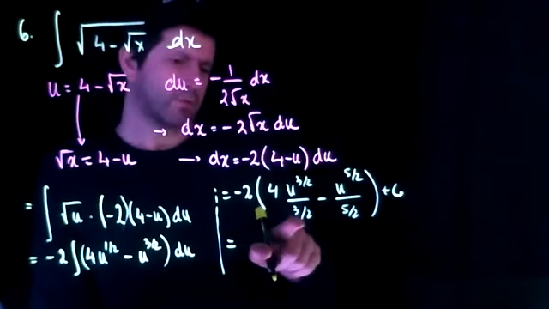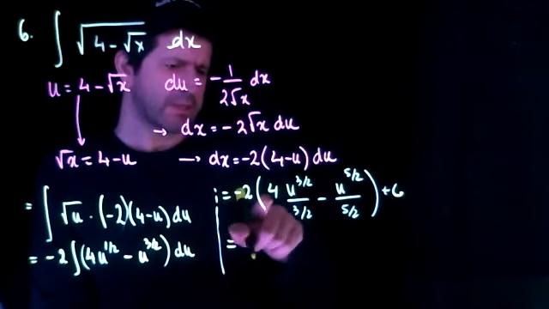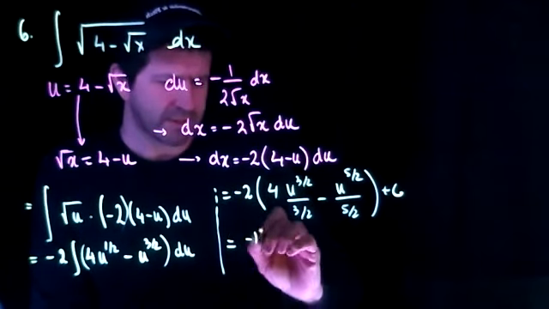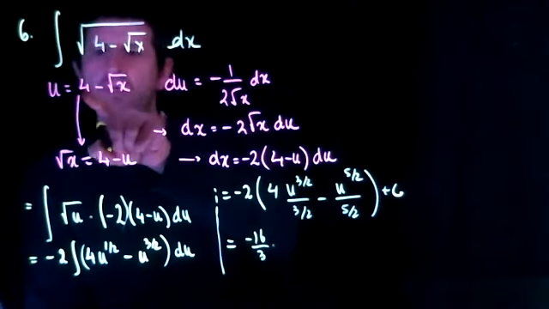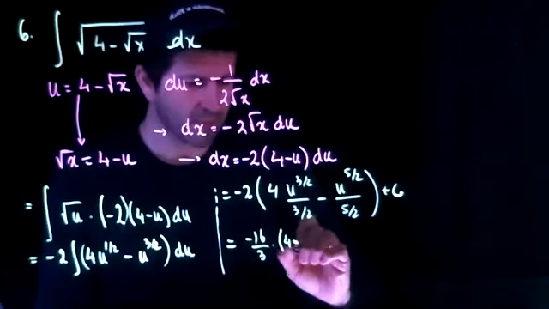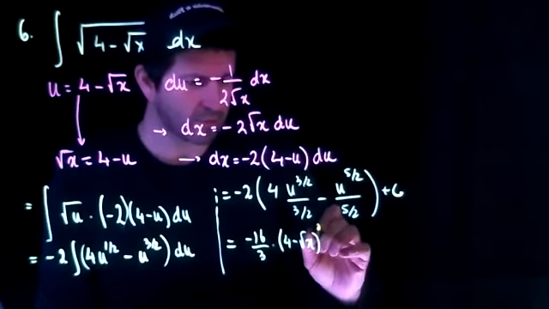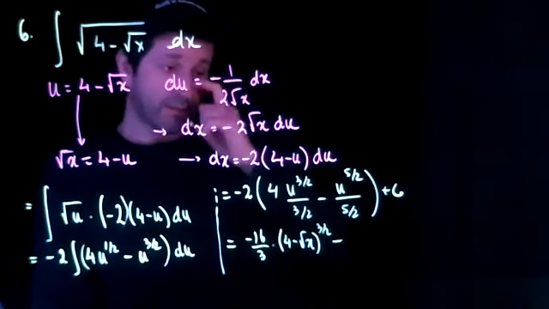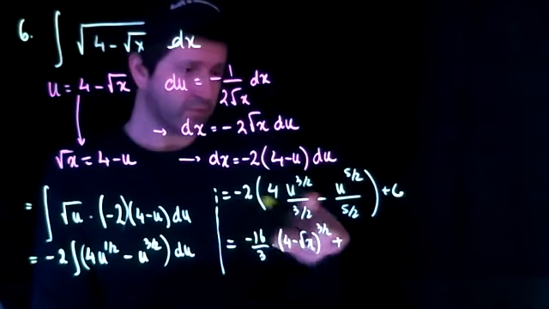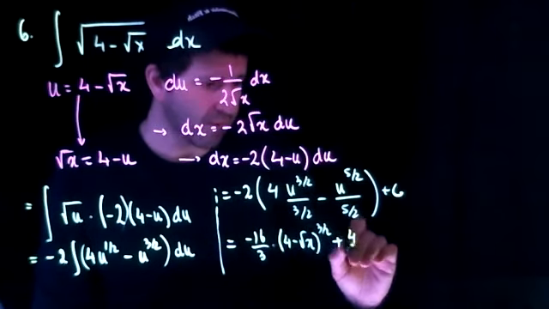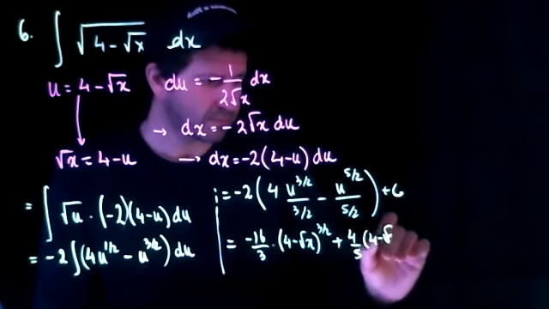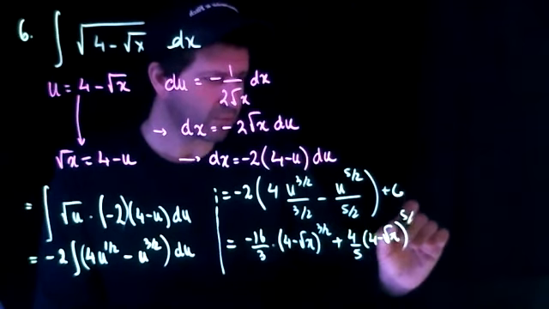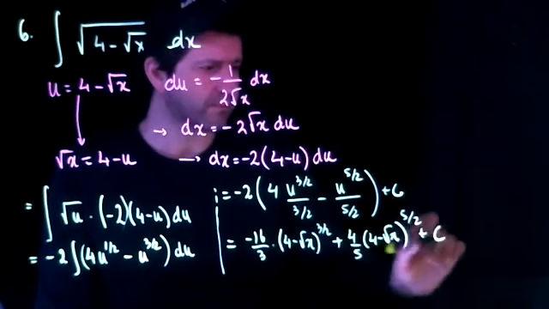Okay, so negative 16 over 3 times u, which is 4 minus root x, power 3 over 2, and then plus negative 2 times this, I get 4 over 5 times u power 5 over 2, and then all this plus c. That's my answer.